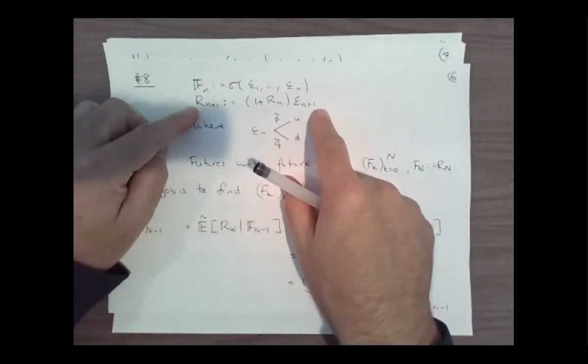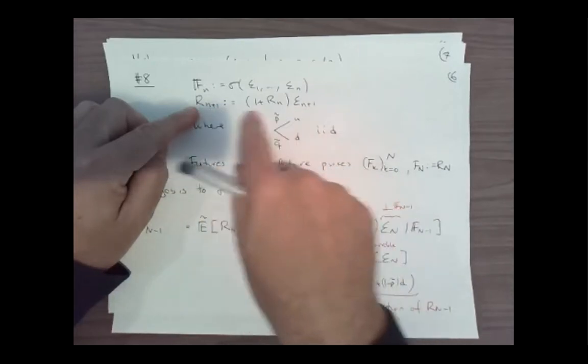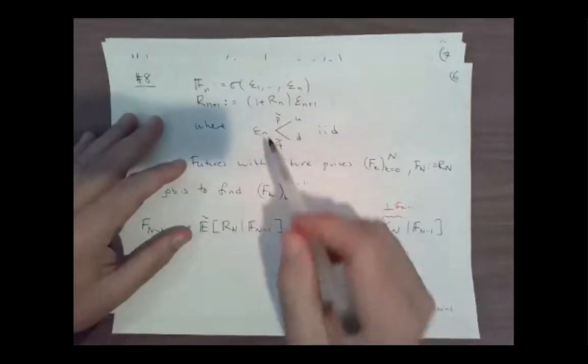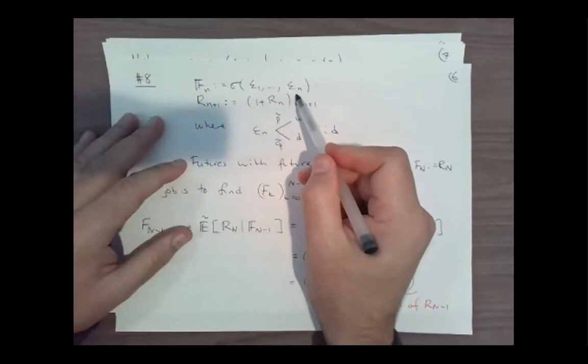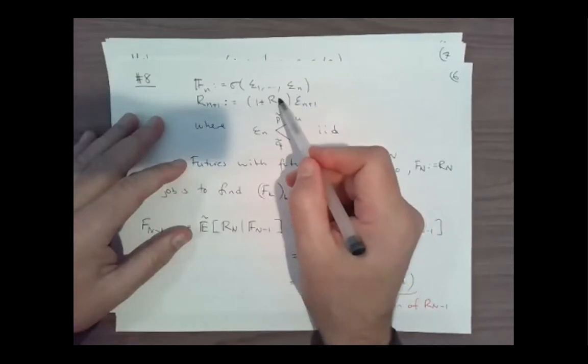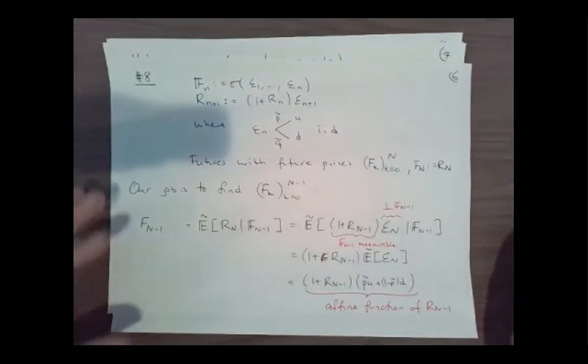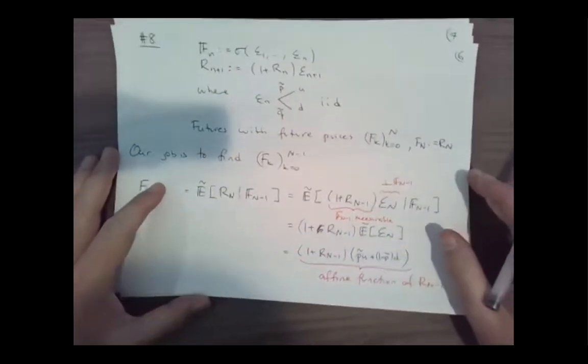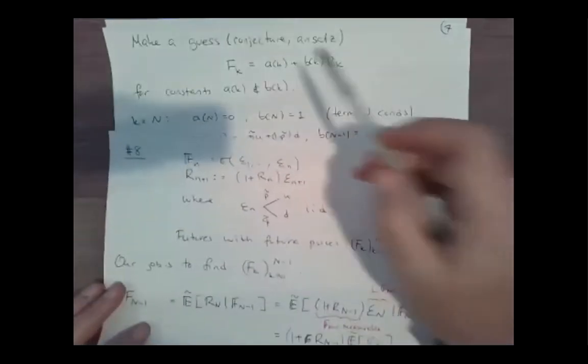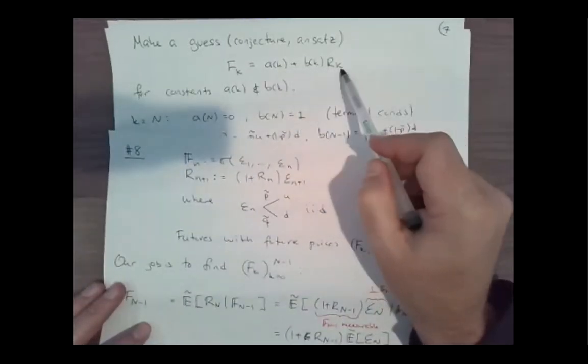So if you start changing what you have here to something else, for example, you could put a square here. Say it should be 1 plus R_n to the power 2 times these epsilons. Then it becomes a different story, right? Because you will not have this anymore.